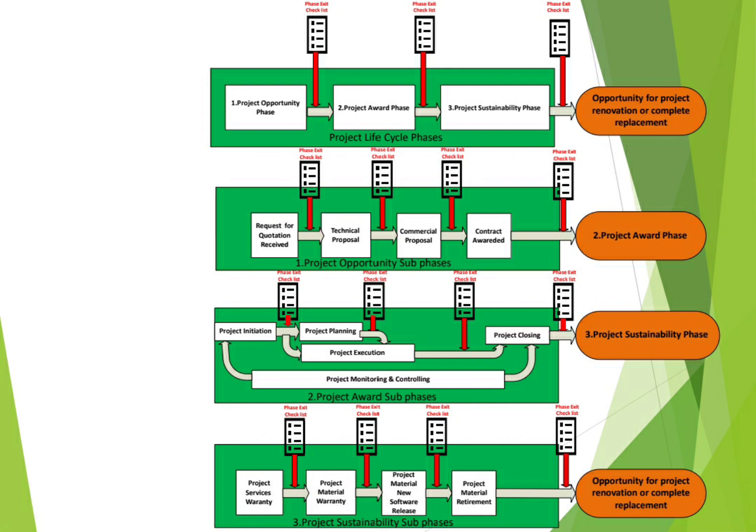and after that it will move to the project sustainability phase, where you are executing the warranty period of the project, and you will have the opportunity to have a maintenance agreement with your customer if his maintenance team has some lagging in competency to run such a project. So you will also have an opportunity for a maintenance contract.